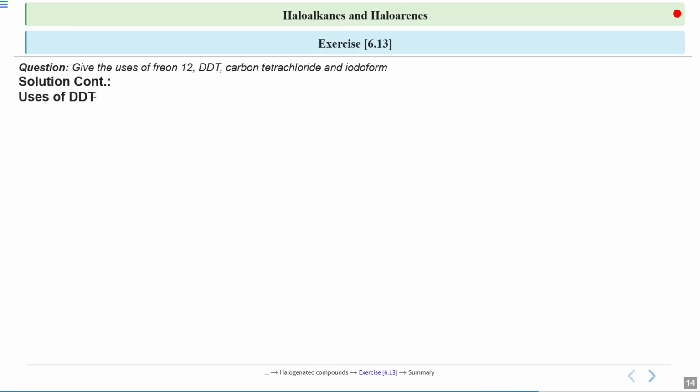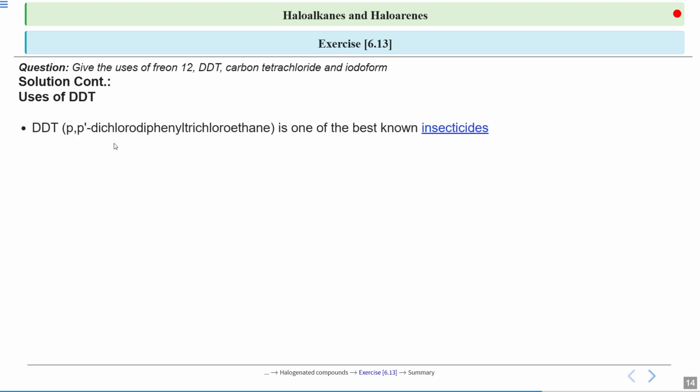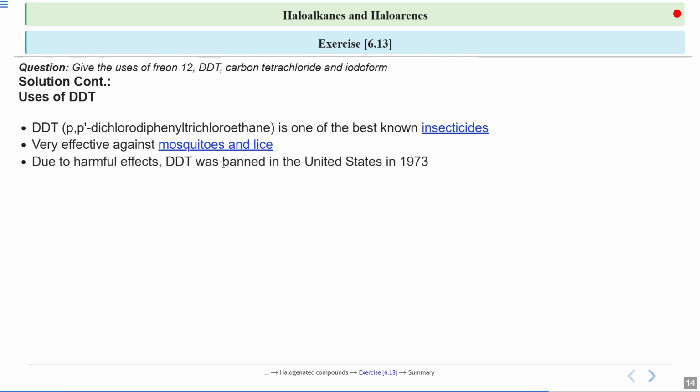Now, if we talk about the molecule DDT and its uses, DDT is a p,p'-dichlorodiphenyltrichloroethane molecule, and it was one of the best insecticides in historical times, very effective against mosquitoes and lice. Due to its harmful, toxic effects, DDT was banned in the United States in 1973, but in various parts of the world today, it is still used as an insecticide.